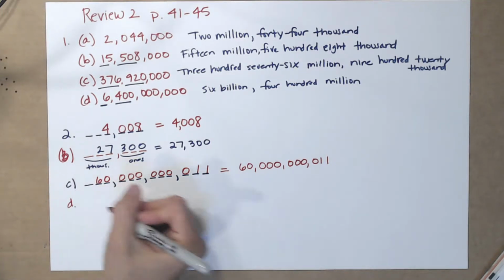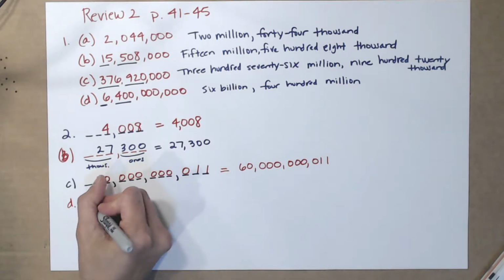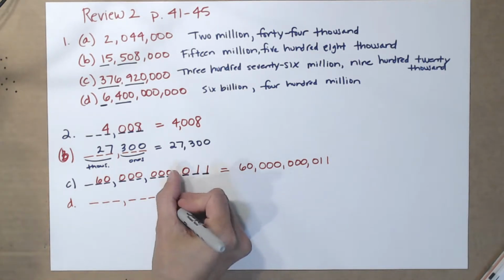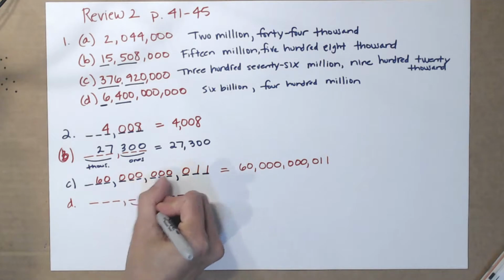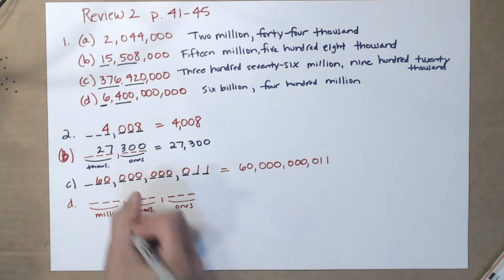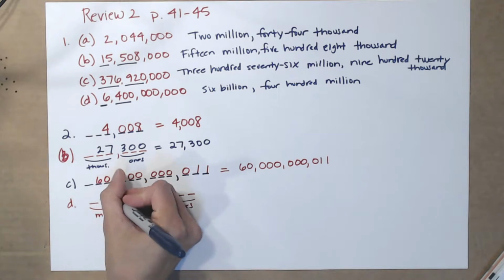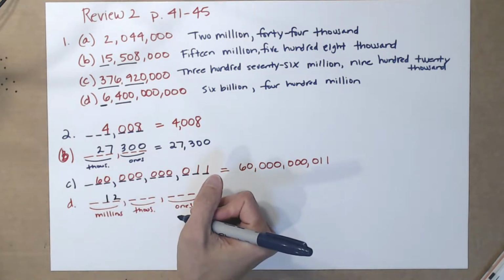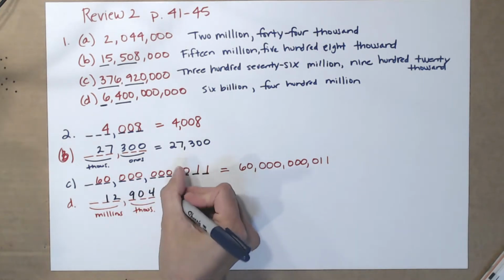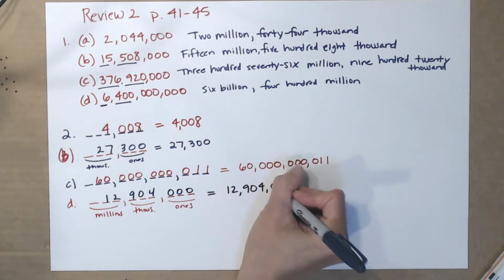And then D, 12,904,000. So we have millions family, thousands family, and then the ones. Again, let me label those. Ones, thousands, millions. And then we can just fill in what we have. We have 12 million. And then we have 904,000. So 904, that goes in the thousands. 0 ones. So we write it like this.